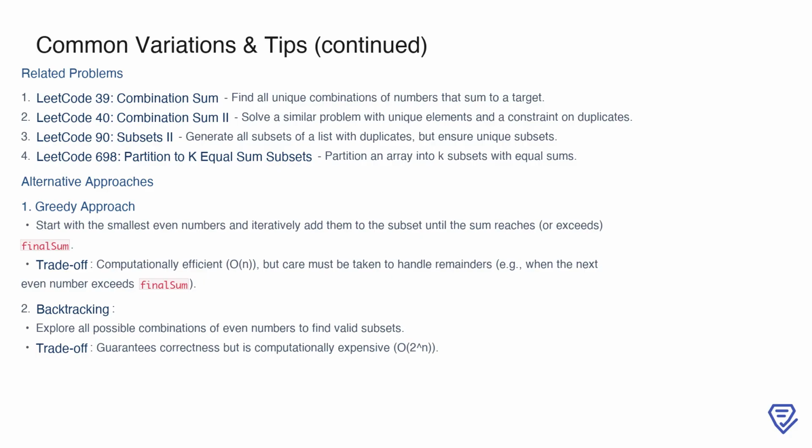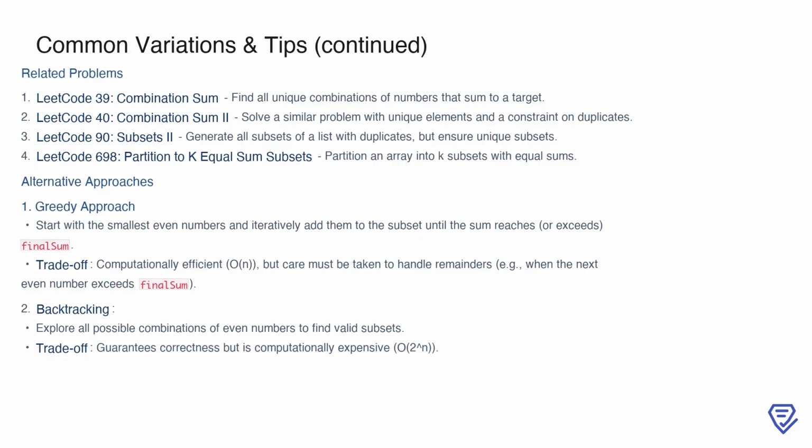When thinking about alternative approaches to solve this problem, the greedy method is a good starting point. By starting with the smallest even numbers and adding them iteratively, you can efficiently build a subset that maximizes unique elements. However, you need to handle cases where the next even number exceeds final sum. This approach is computationally efficient, with a time complexity of O(n), but it may require careful adjustments to handle remainders properly.